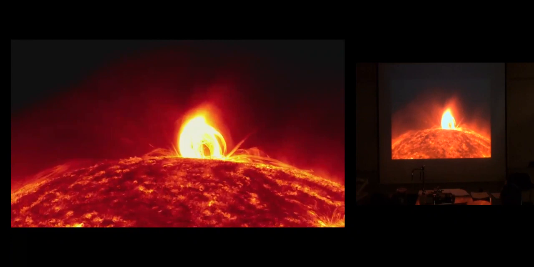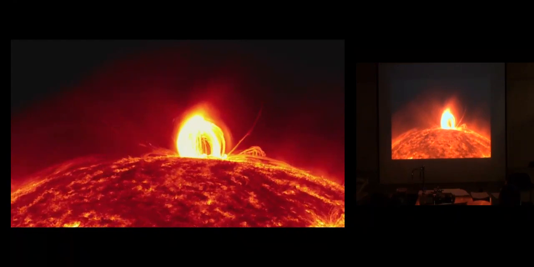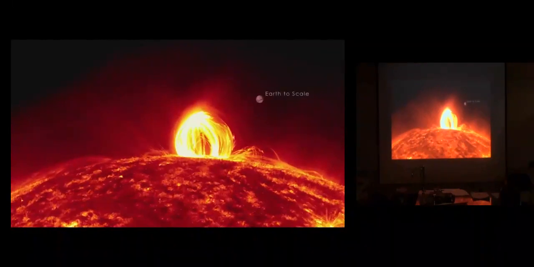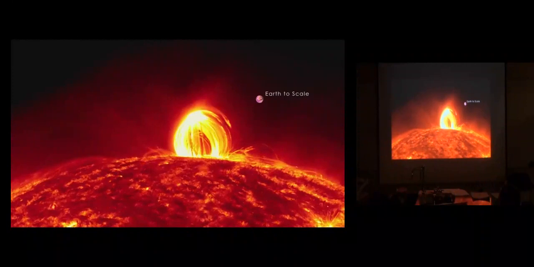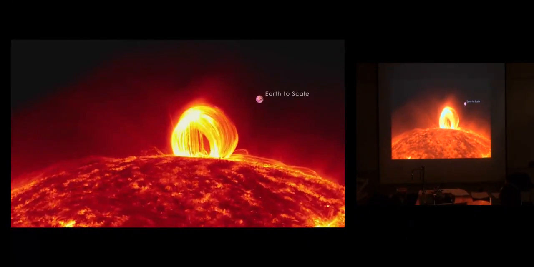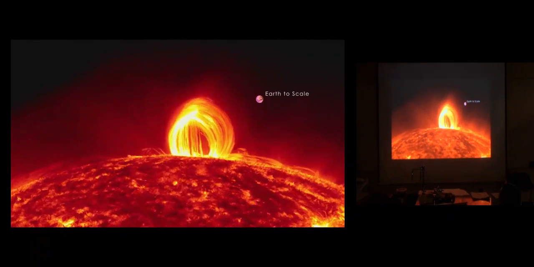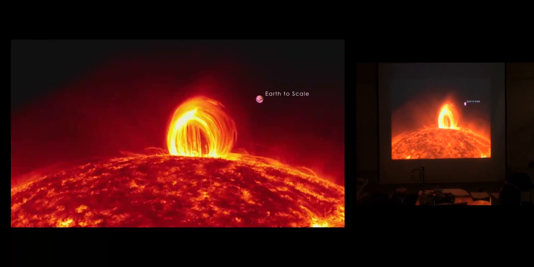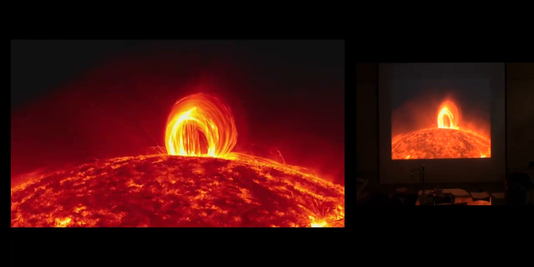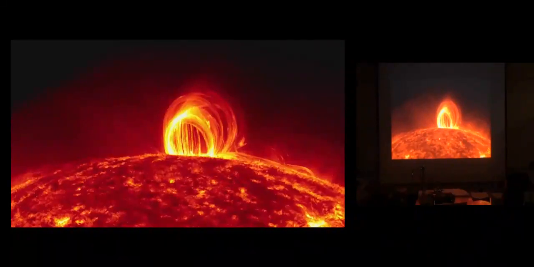One of these has Earth to scale, but basically you could fly 2 or 3 Earths through that loop. Okay, this one has Earth to scale. And you can fly 2 or 3 Earths through the loop. Remember, this is about an hour every 10 seconds, an hour of sun time.